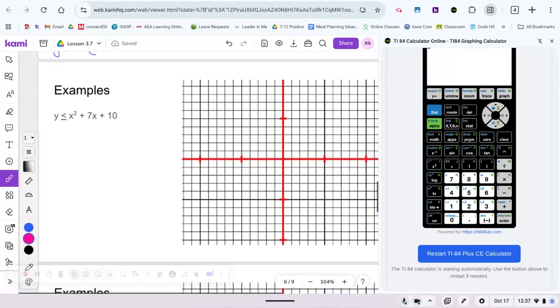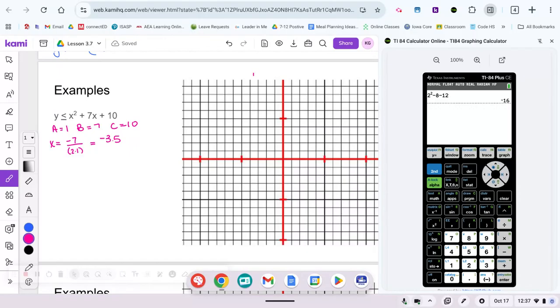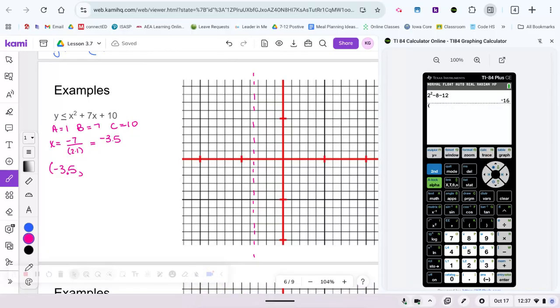Number 2, I'll start with A is 1, B is 7, C is 10. My line of symmetry is opposite of B over 2 times A, which gives me negative 3.5. I'll substitute negative 3.5 into my equation to figure out what the y-coordinate of the vertex is. So negative 3.5 squared plus 7 times negative 3.5 plus 10 gives negative 2.25.